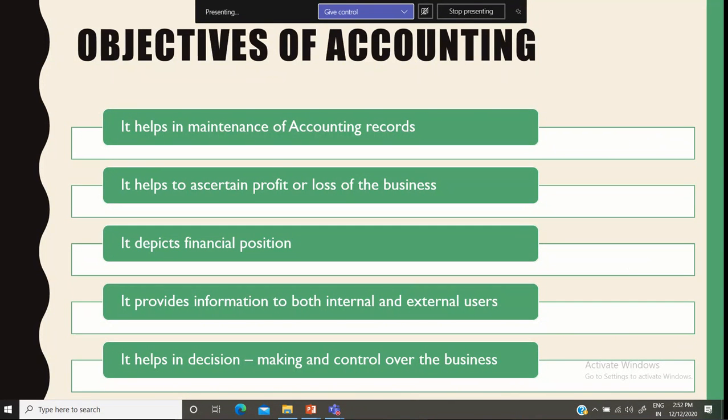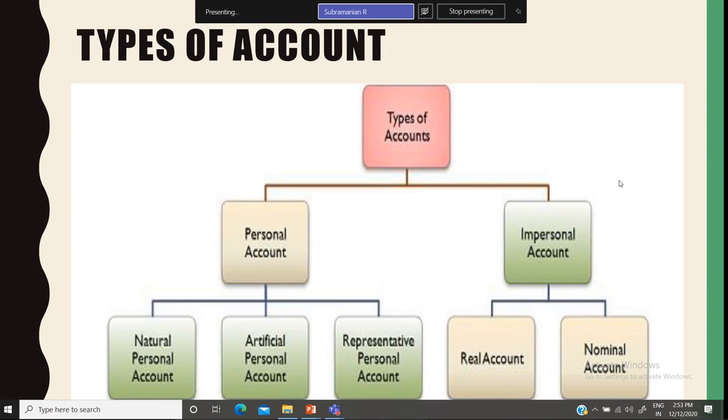So far we have discussed what is meant by bookkeeping, what is meant by accounting, what are the differences between bookkeeping and accounting. And next, what are the objectives of accounting, and what are the three branches of accounting. Now from here you have to listen carefully, then only you will understand the basics of accounts, as well as be able to move to the next aspects.